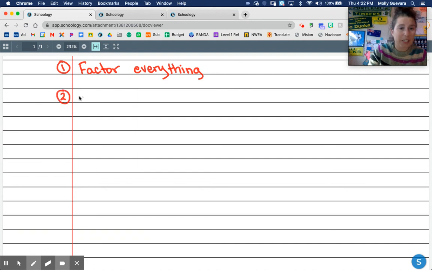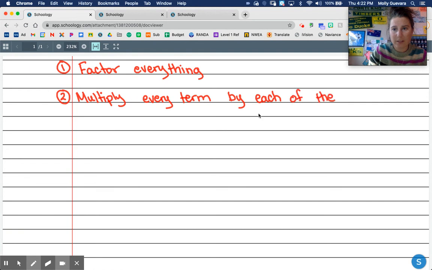The second thing we're going to do is multiply every term by each of the denominators. If there's only one denominator, then we only have to multiply it once. If there's more than one denominator, then we're going to multiply it twice, right? Or 3 times, or whatever. We're going to multiply every term by each of the denominators.